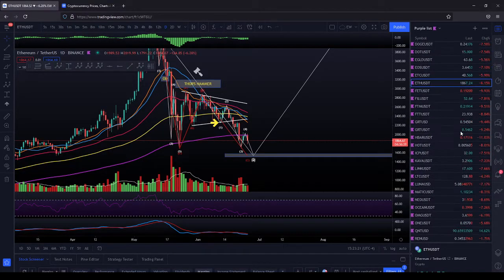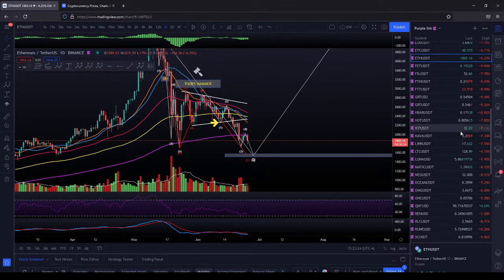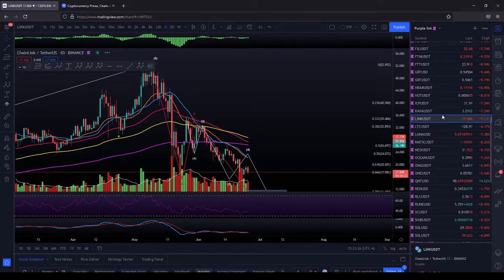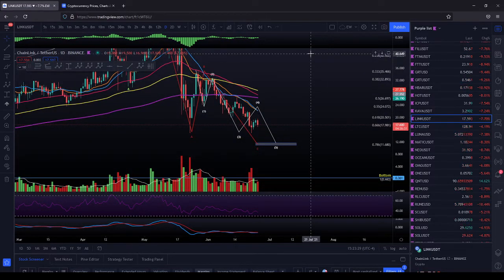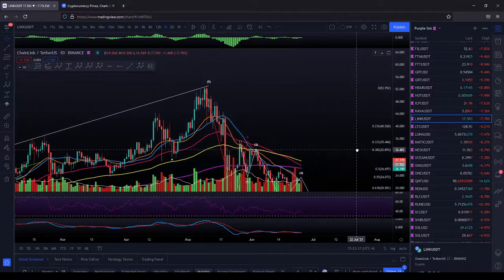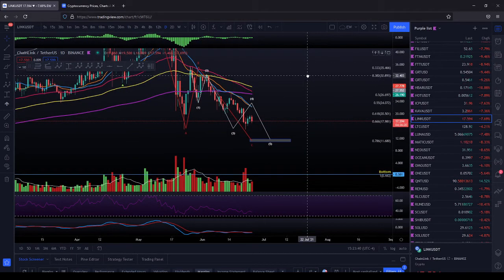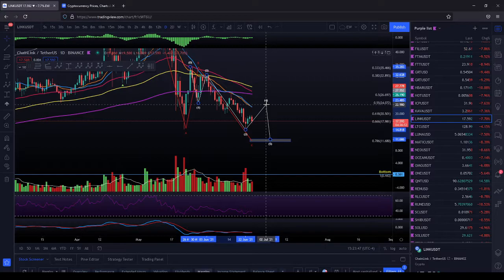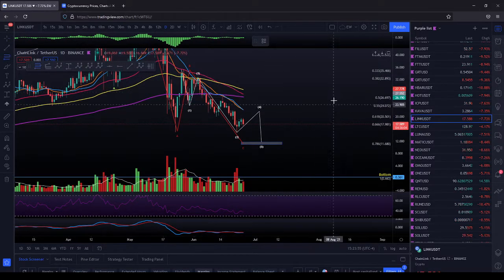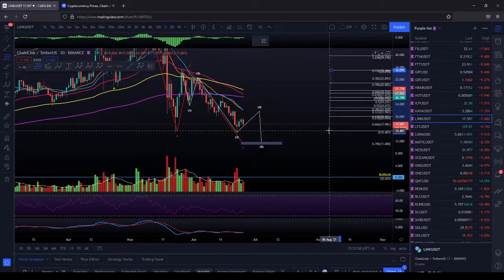Chainlink. I always forget about Chainlink. I'm saying Chainlink, but I'm looking for LINK. Let's see. I have no idea when I drew this, but it looks good. Let's see, 1, 2, 3. So probably like this. This was a deep 2 correction, so I'm expecting this one to be narrow. Let's see if we can get a good spot for a short.